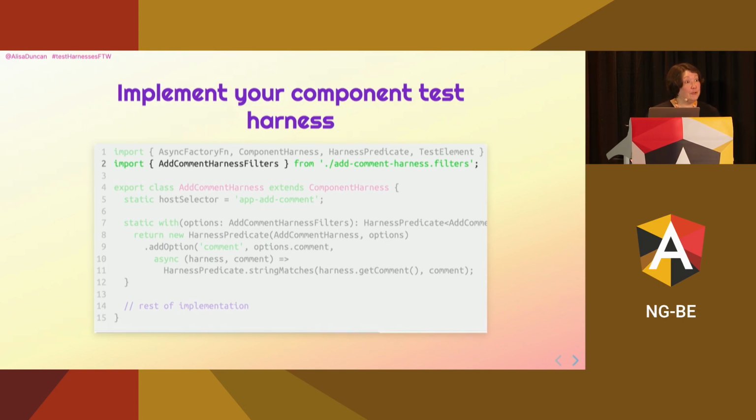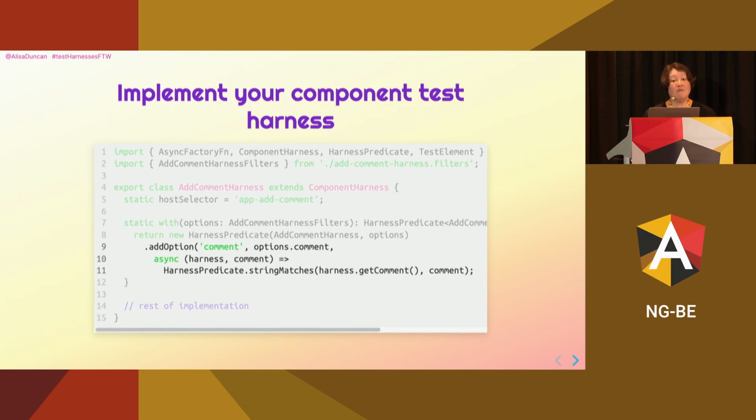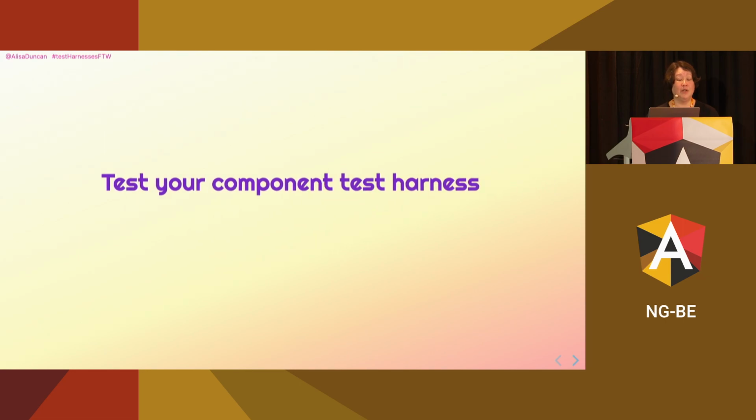Next, let's bring in that filtering that we had written earlier by creating a static method with, once again, the same naming conventions. This static method should return a HarnessPredicate. So we'll have to create a new HarnessPredicate and then add the options that we want to allow the filtering on, which is comment, and then implement that predicate by doing the string match. So once we have this, our implementation for a component harness is almost done. There's one more step.